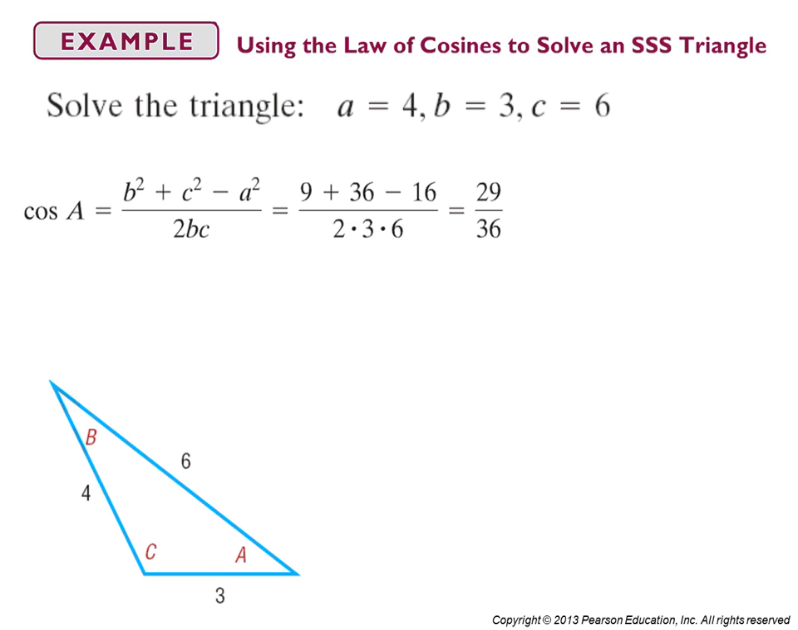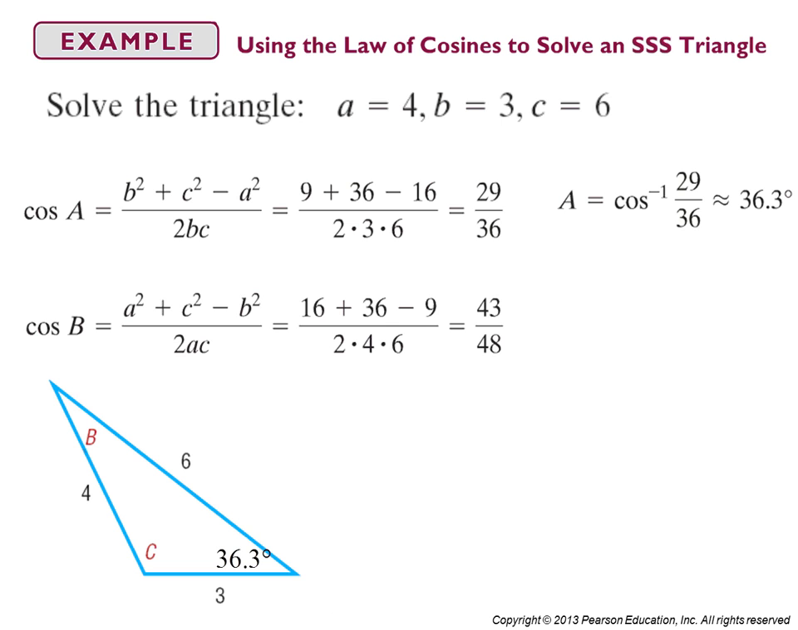So the first thing we do is we solve for cosine A. And in fact, it doesn't matter which one you start with, A, B, or C. It's all the same. When we plug the numbers in, B squared, C squared, and A squared, and get a value, then we inverse cosine that, and we get that angle A is approximately 36.3.